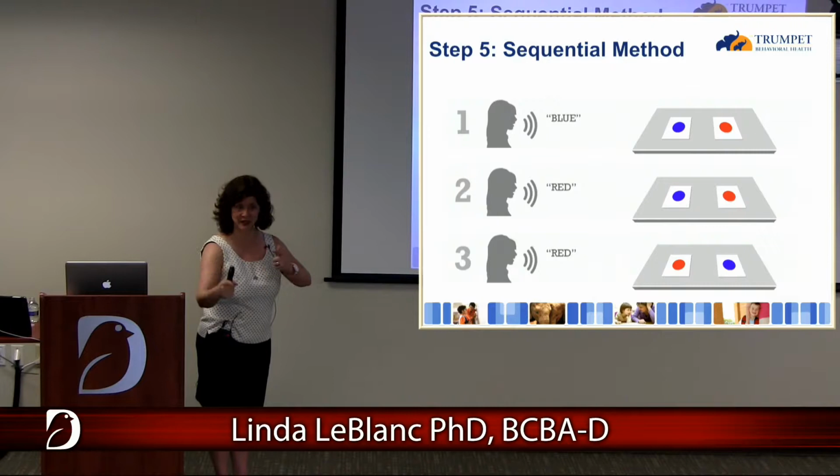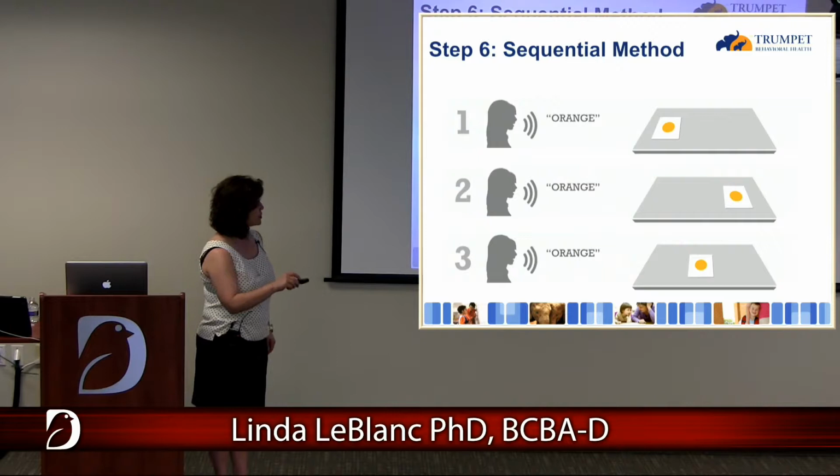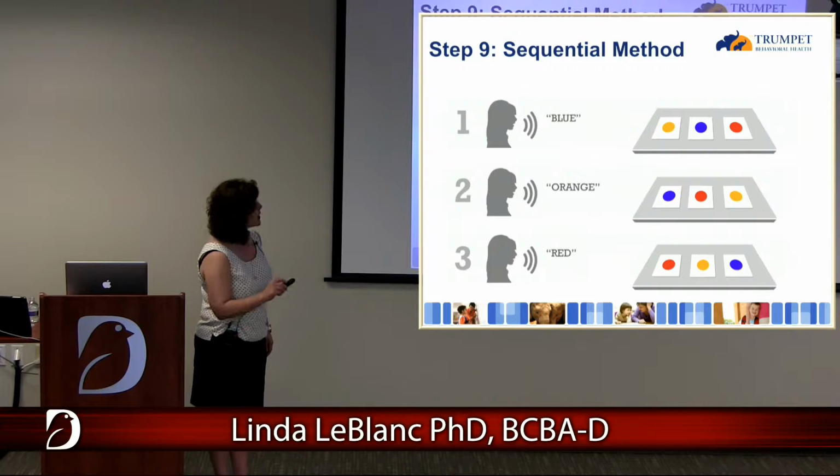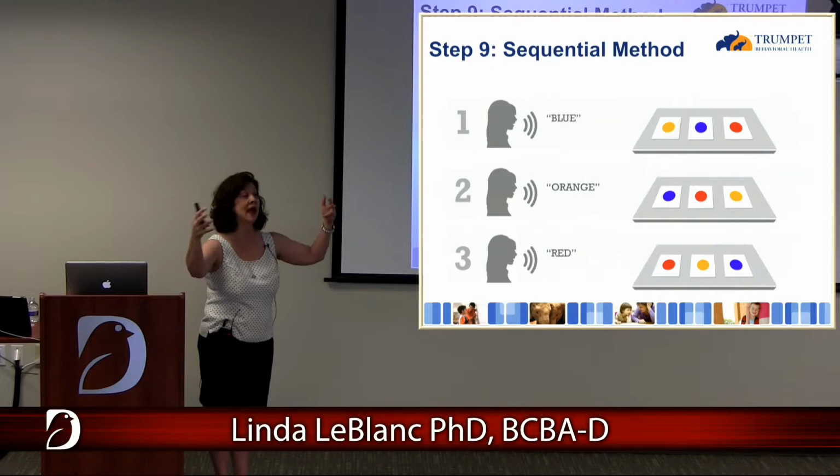Step six, I'm going to now introduce a third one. We're going to go orange, orange, orange. Now I'm going to teach orange with blue, and we're switching back and forth. Blue, orange, blue. We're going to do orange, orange, red. And then finally we get to step nine. I say blue, you find the blue one. I say orange, you find the orange one. I say red, you find the red one. This is the sequential method: the mass trial, then mass trial with a distractor, and then integrated trials. So that's the sequential method.